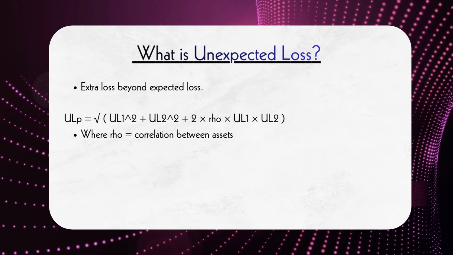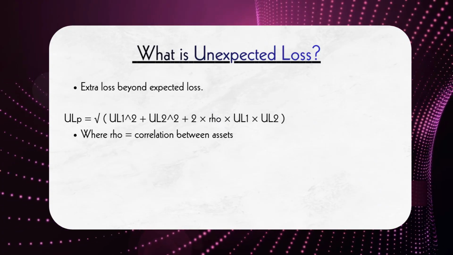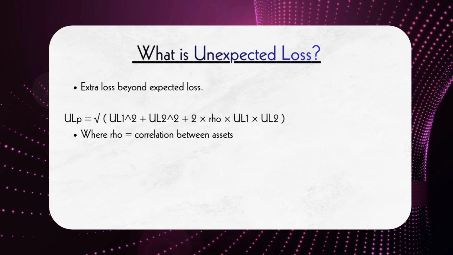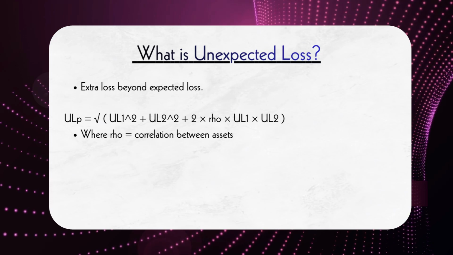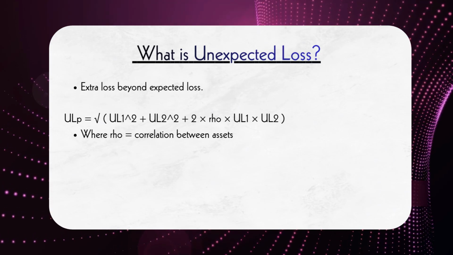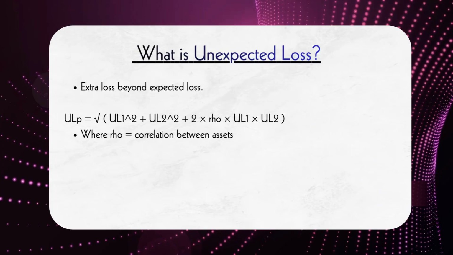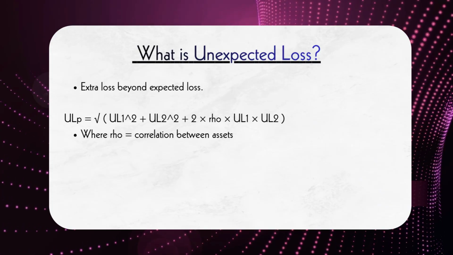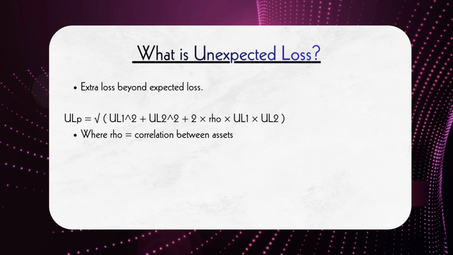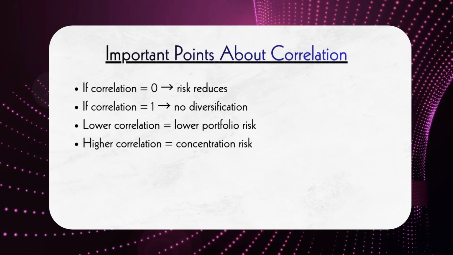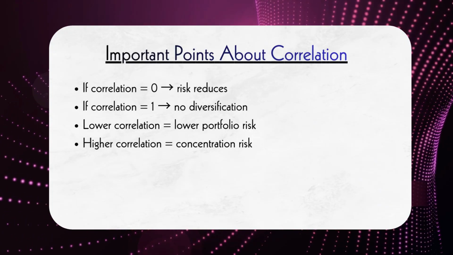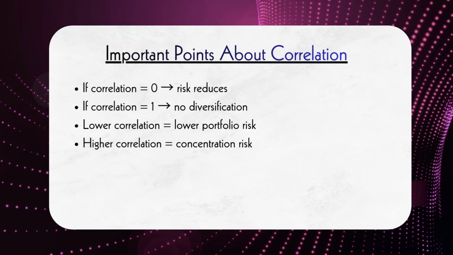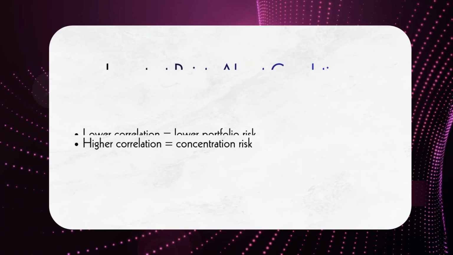So for a portfolio with two assets, the formula for portfolio unexpected loss is the square root of UL1 squared plus UL2 squared plus 2 multiplied by correlation multiplied by UL1 multiplied by UL2. The important thing here is correlation. Correlation shows how the two assets move together. If correlation is high, both loans are likely to default together, and risk increases. If correlation is low, diversification reduces risk. That is why portfolio risk is usually lower than the simple sum of individual risks.